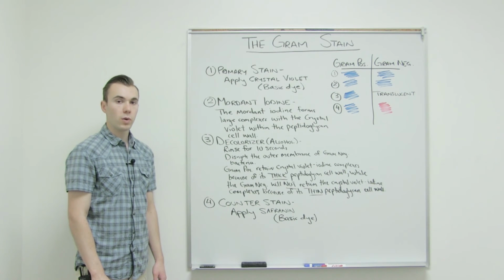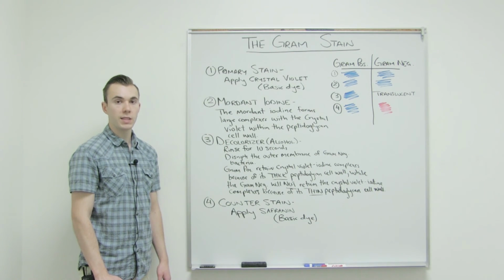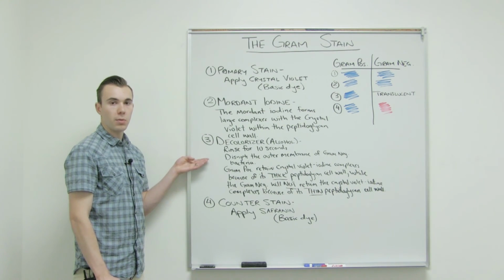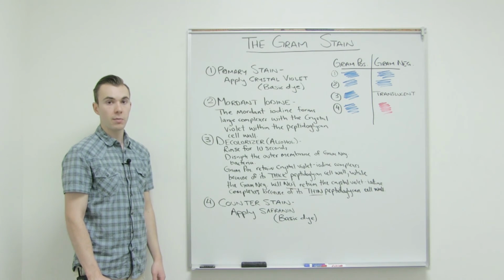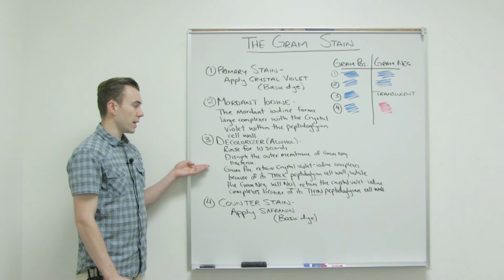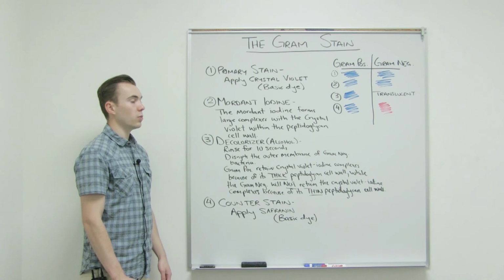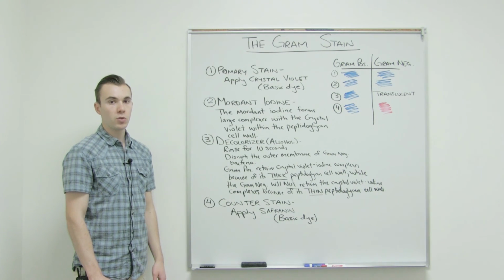I would encourage you as well to take time to think about what would happen if you skipped one of these steps in the gram stain. For example, if I skip the decolorizer step, what would be the end result of my gram-positive bacterium and my gram-negative bacterium? If I skip this step, the gram-positive bacterium and gram-negative bacterium would still retain the crystal violet. So when you apply safranin, neither one would absorb the safranin, so therefore they would still be purple in color at the end.